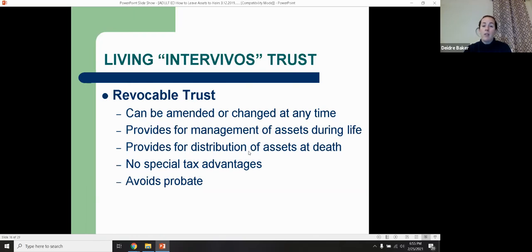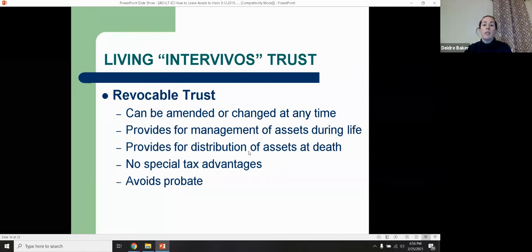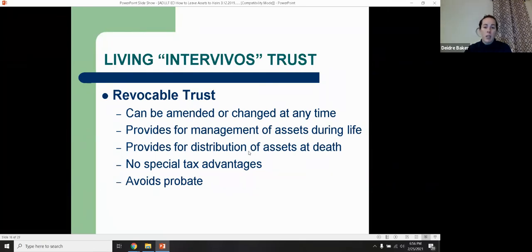At the death of the trust creator, it provides for what happens to any remaining trust property. One of the downsides is that you're not going to avoid any estate taxes if you have a taxable estate. And unfortunately, because you have so much control over the asset, it doesn't offer any protection from your creditors.